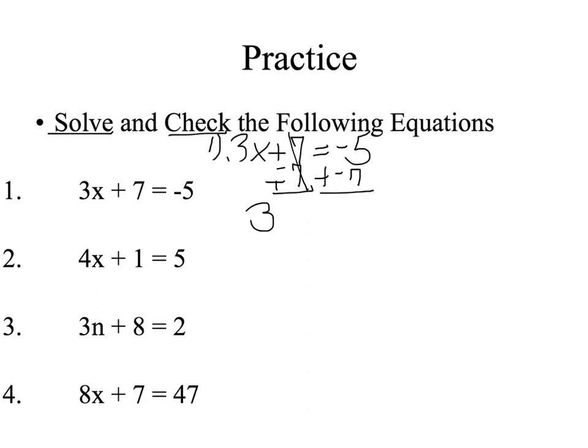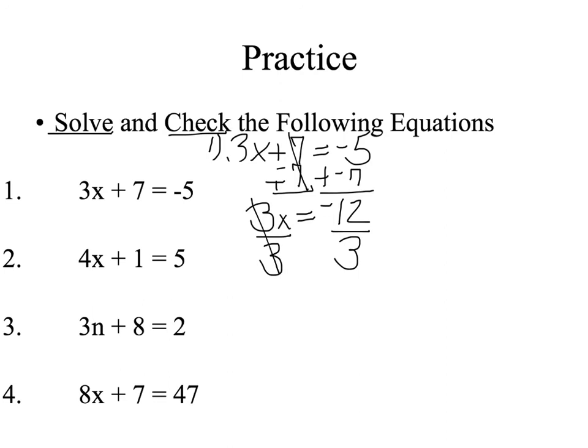This gives me 3x equaling negative 12. At this point, it should remind you of a 1-step equation that we worked on yesterday. Now we're going to get rid of the 3 here that's with the x. That 3 is being multiplied, so in order to get rid of the 3, we're going to divide each side by 3 because that's the opposite operation.